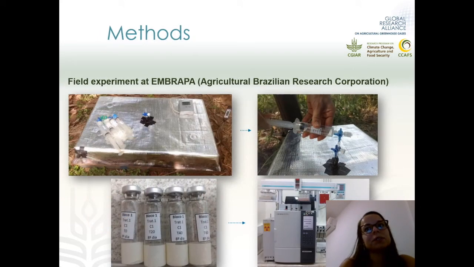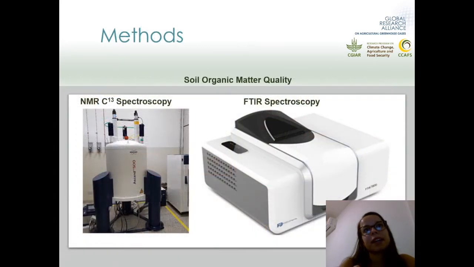The gas from the soil will be assessed by the static chamber methodology, where we bury the bases of the chamber and close it with the top. Then with a syringe, we take the samples and analyze them in the gas chromatograph. Then we can have the flux, and we can calculate the accumulated emission in the period. The soil organic matter quality will be analyzed by carbon 13 nuclear magnetic resonance spectroscopy and Fourier transform infrared spectroscopy, with which we can see the functional groups of the molecule.